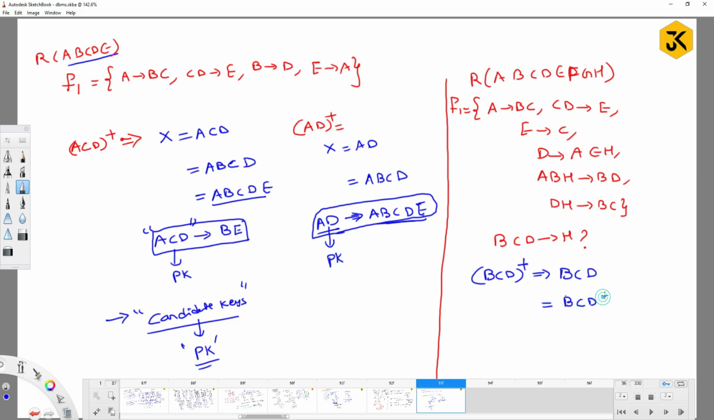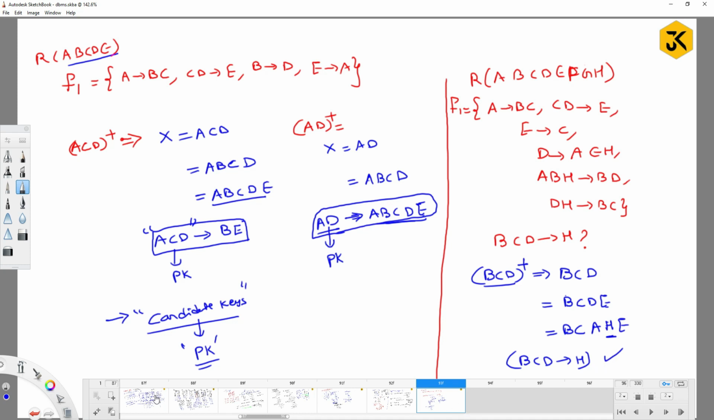So if you find the closure of BCD, what can you do next? From CD, can I get E? Yes. Then, is there any possibility to replace D with some values? Yes. If I replace D with its value, you are going to get AEH. A is already there, E is already there, I can add H. Which means that BCD can derive H. So BCD determines H is possible.